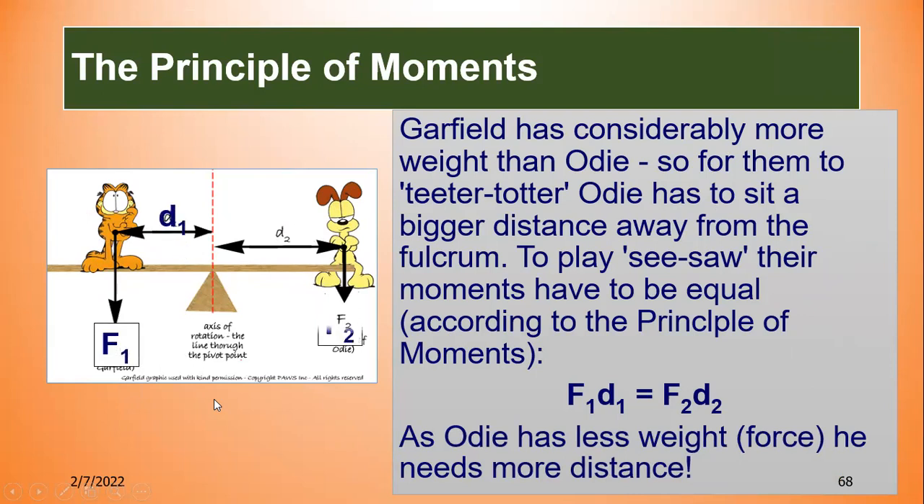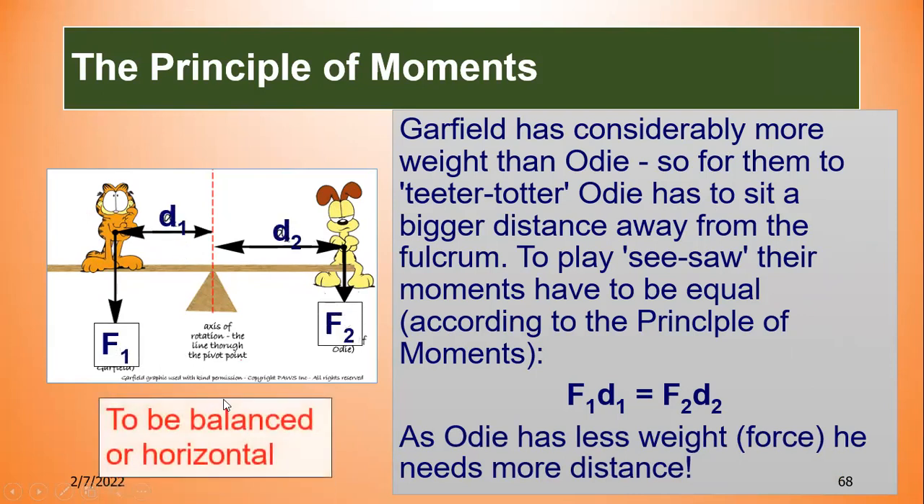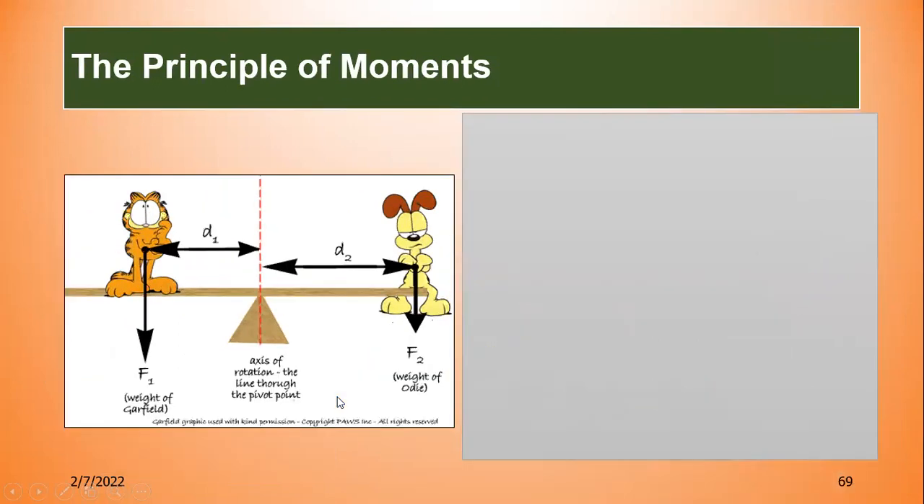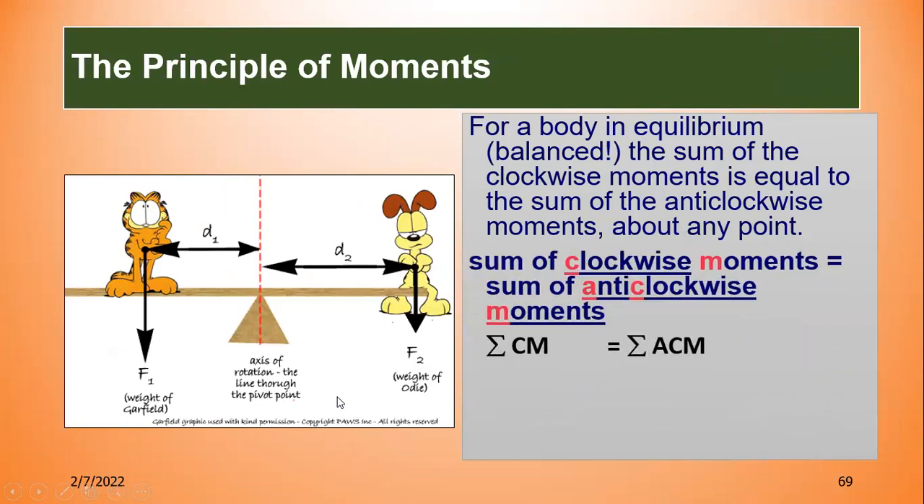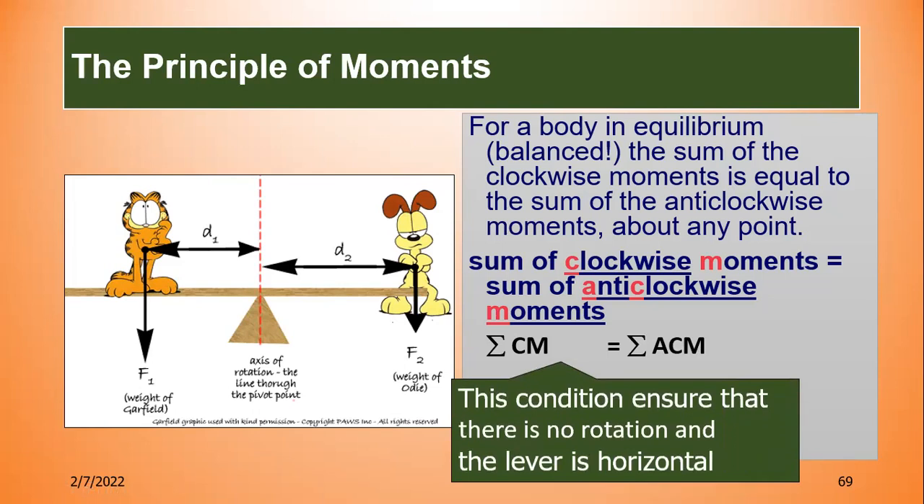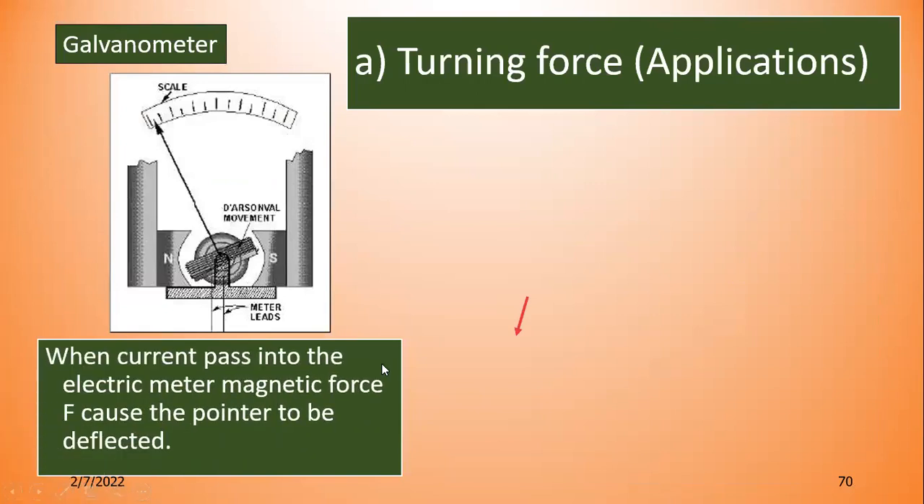That's your F1, that's your D1, that's your F2, that's your D2. To be balanced means to be horizontal. So basically you use the clockwise moment equals the anti-clockwise moment. This condition ensures that the seesaw or the plank is horizontal. It doesn't topple over to the right or topple over to the left. But there is also a reaction force at the pivot. That reaction force is balanced by F1 and F2.